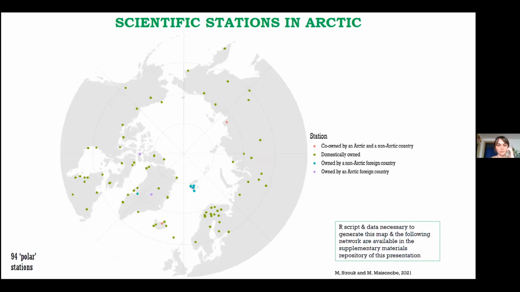To finish with this type of network, I just show you an example from my own work with Maëlyn Strouk. Here we were just interested in the location of scientific stations in the Arctic. And we decided first to map them. What the map shows is that most of the stations are domestically owned, but some of the stations are owned by foreign countries, and it looks like stations that are owned by foreign countries are concentrated in the same area, right? But actually, we can't say much more with this map.